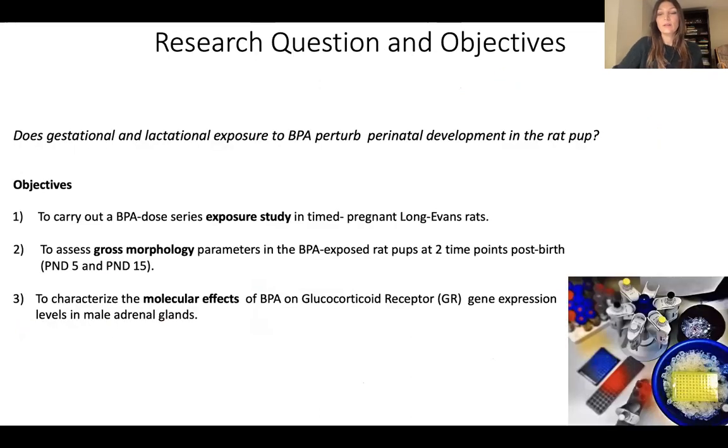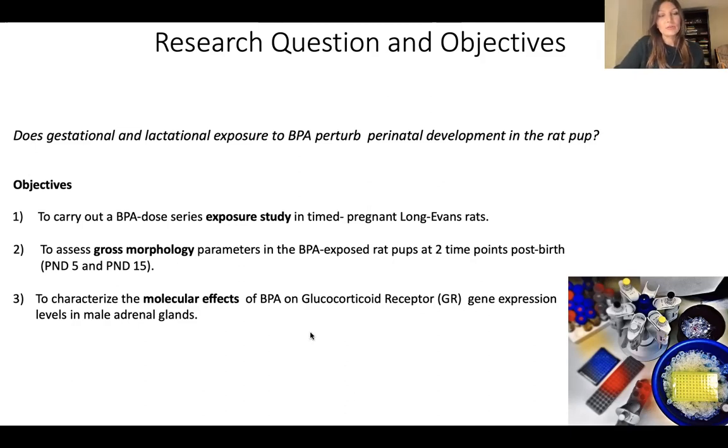So in my study, I collected samples from rat pups right before this stress hyperresponsive period started and right after the stress hyperresponsive period ended. So I wanted to know if gestational and lactational exposure to BPA perturbed perinatal development in the rat pup. So I carried out a BPA dose series exposure study in timed pregnant Long Evans rats. So every day I dosed the pregnant rats with low levels of BPA, lower than what we would typically observe in our environment as humans.